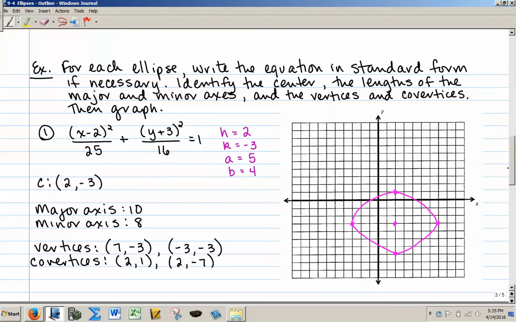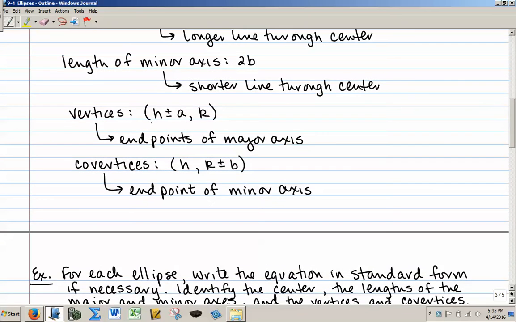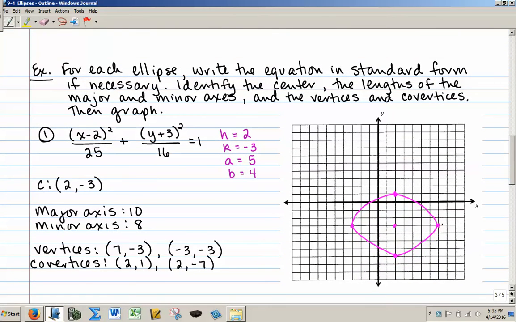And then you don't really have to memorize these formulas here for the vertices and the co-vertices. As long as you know how to graph it, you can just read the points off of the graph.